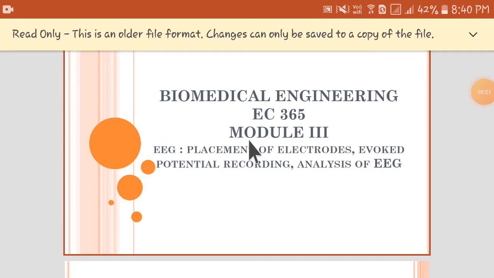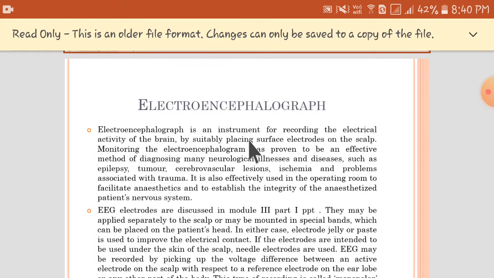Good morning. Today we are going to discuss EEG, or electroencephalograph. In detail, we will be studying the placement of electrodes in EEG and evoked potential, recording of evoked potential, and also after that we will be doing the analysis of EEG signal.